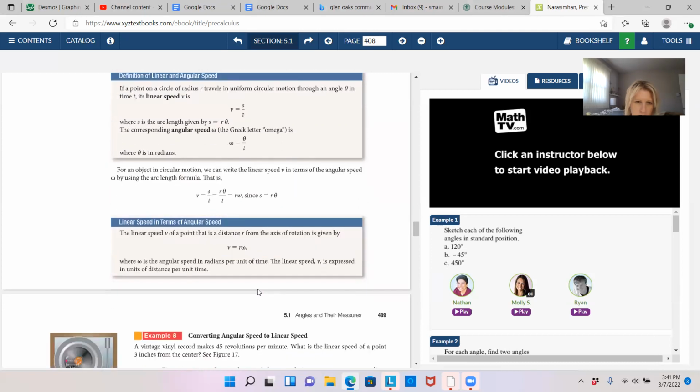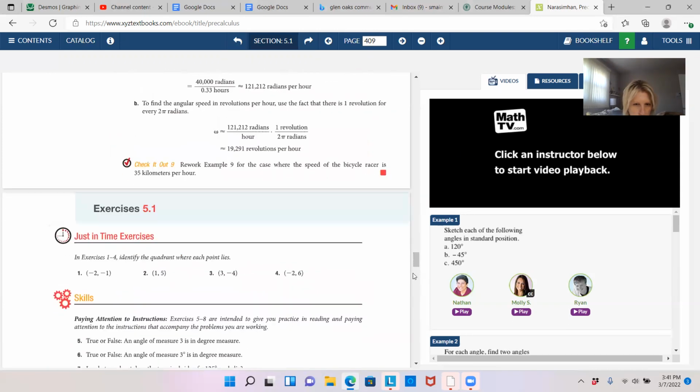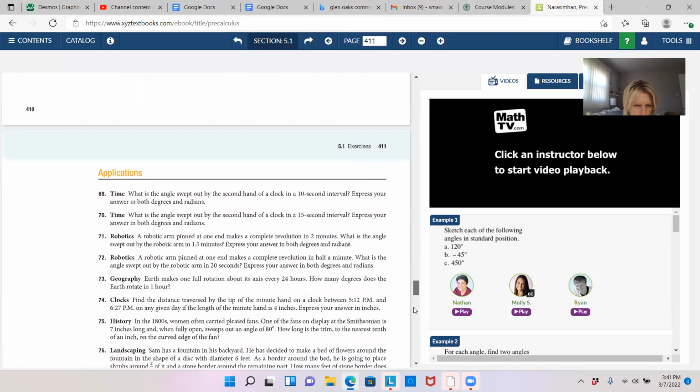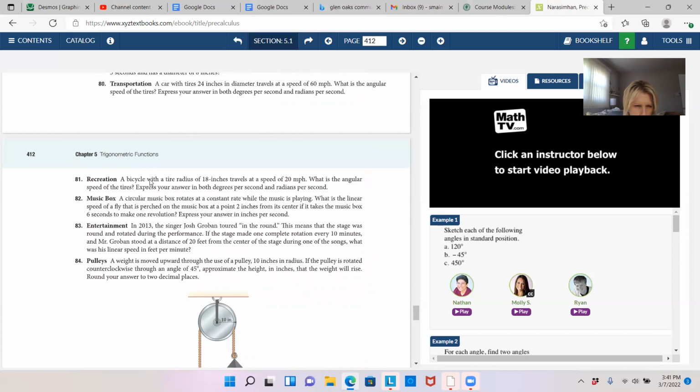Okay, so let's go back and look at number 81, and we're going to use some of this. A bicycle with a tire of radius 18 inches. So let's write down r equals 18 inches. It travels at a speed of 20 miles per hour, so 20 miles per 1 hour. They ask, what is the angular speed of the tires? Express your answer in both degrees per second and radians per second. We're going to have to get everything to seconds eventually anyway.